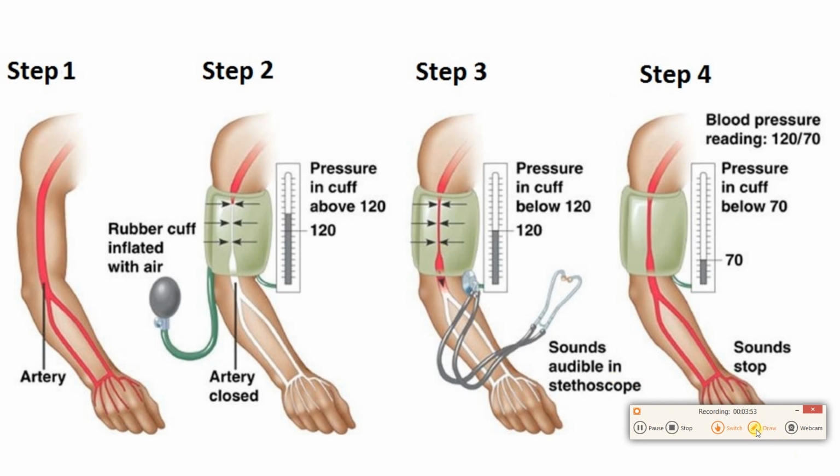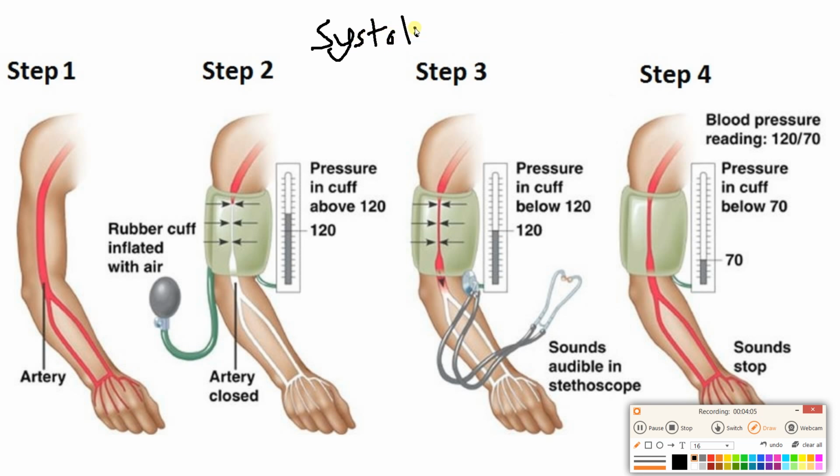we'll start to hear sounds. When we first start to hear those sounds, we look at the pressure measurement, and that is our highest blood pressure in the artery, which is known as the systolic blood pressure. So remember, we're pumping up the cuff to get the pressure above this. That shuts off the artery. Then we lower the pressure in the cuff. When it drops just below this, we'll hear sounds. And so we note that pressure, and that's our systolic blood pressure.